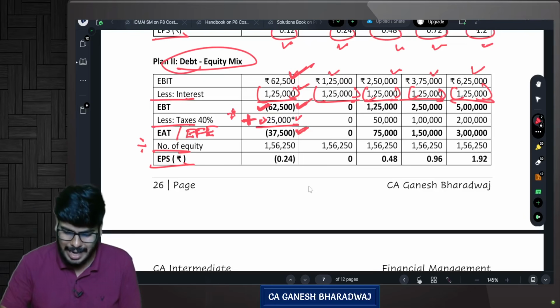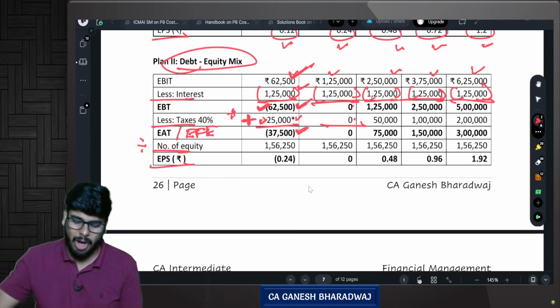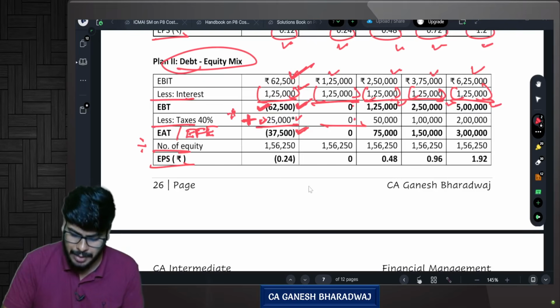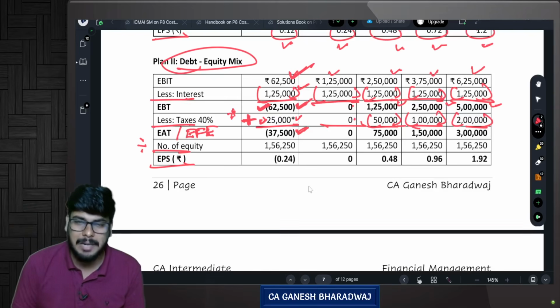Fine. Similarly, in the other cases, EBT is 0. So obviously tax will be 0. So earnings for equity is also 0. Similarly, in all these three cases, there is a profit. Earnings before tax is a profit. So you need to subtract 40% of that to arrive at your earnings after tax, which is also your earnings for equity, divided by the number of equity shares.